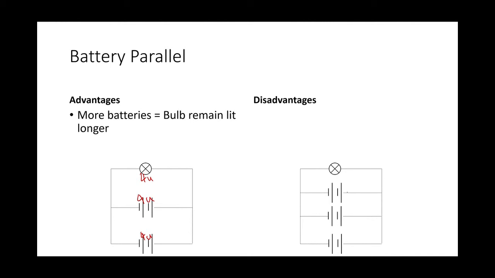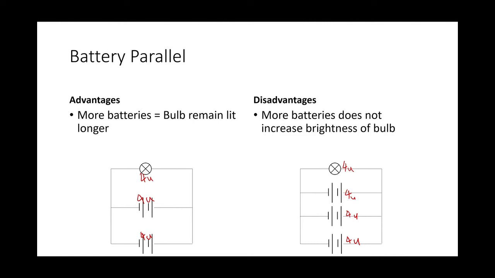Okay, same thing here, 4 units, 4 units, 4 units, right? So they'll take turns giving to the bulb, so the bulb will still be 4 units bright. Because they're taking turns, when you add more batteries in parallel, the bulb can actually last longer. Obviously the disadvantage is when you add more batteries, it doesn't increase the brightness. As you can see from the circuit on the left and the right, although there are more batteries on the right, the brightness of the bulbs remains the same.